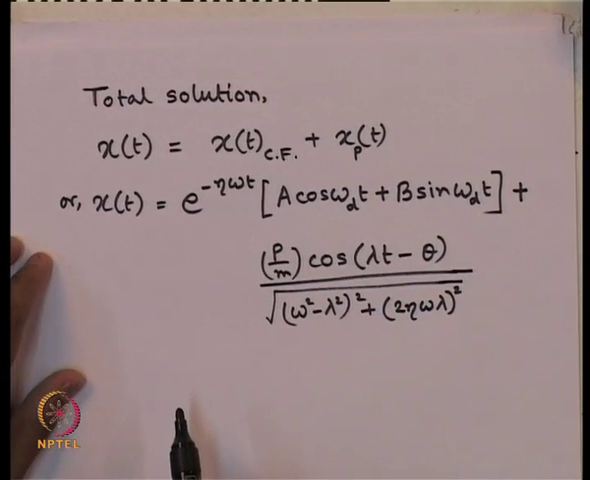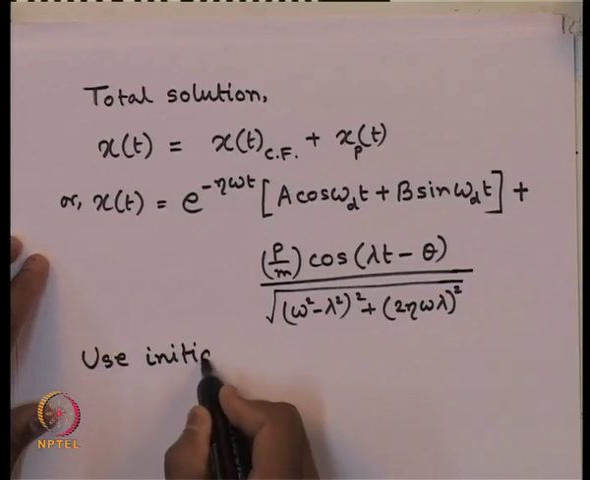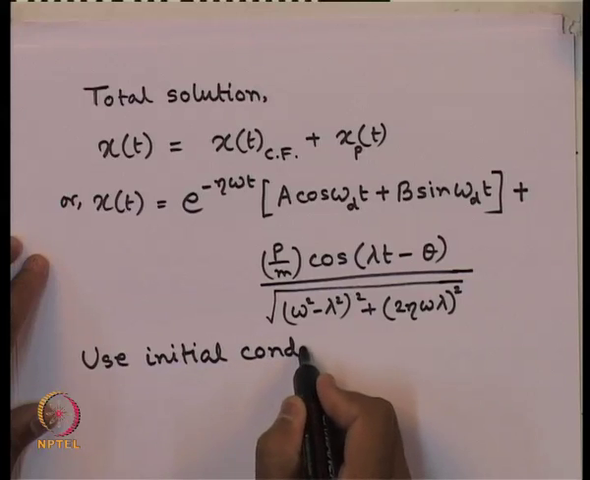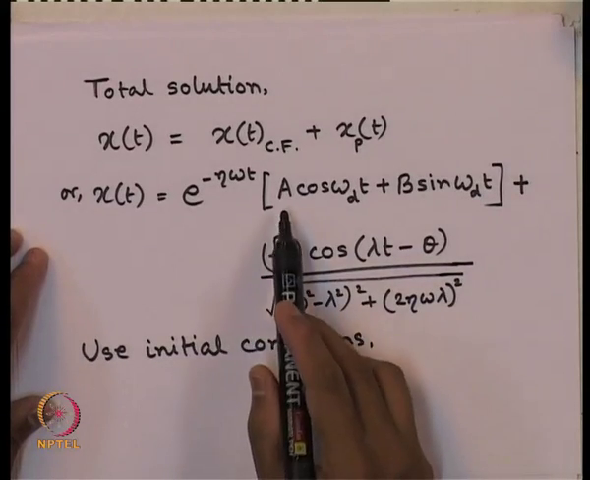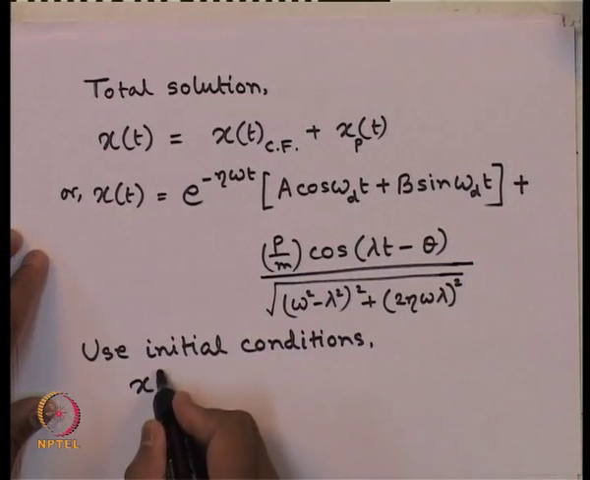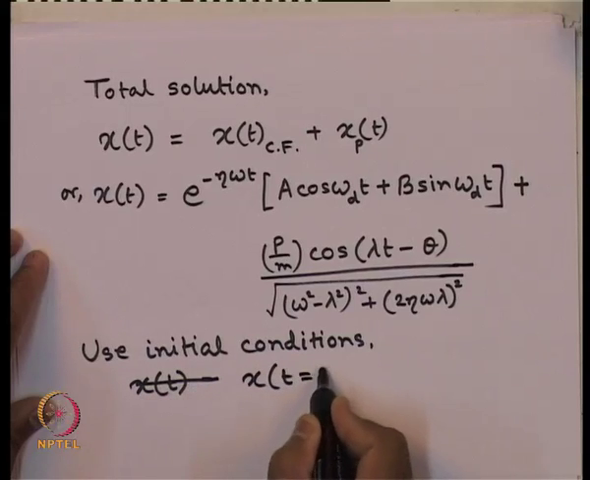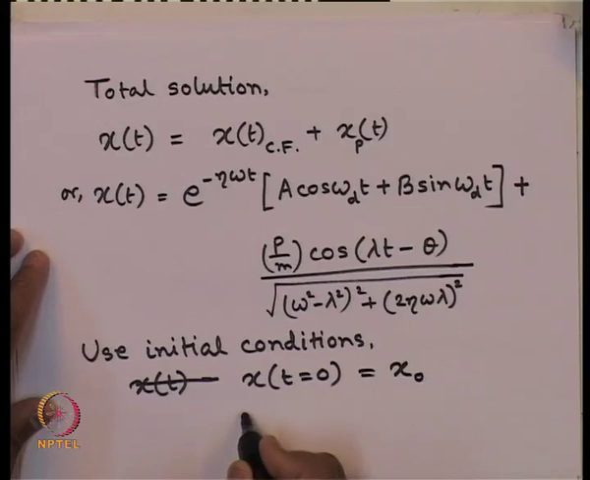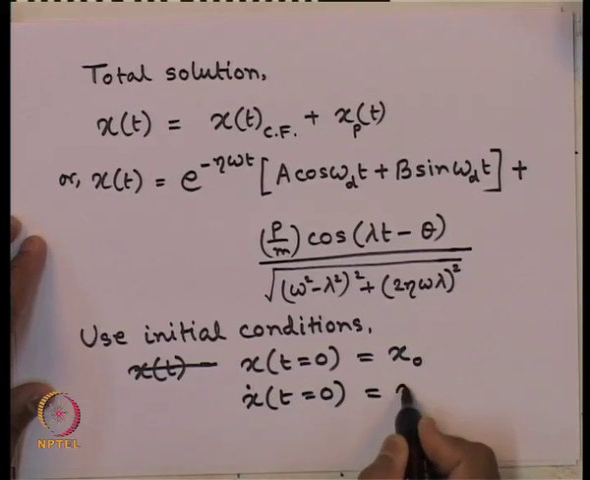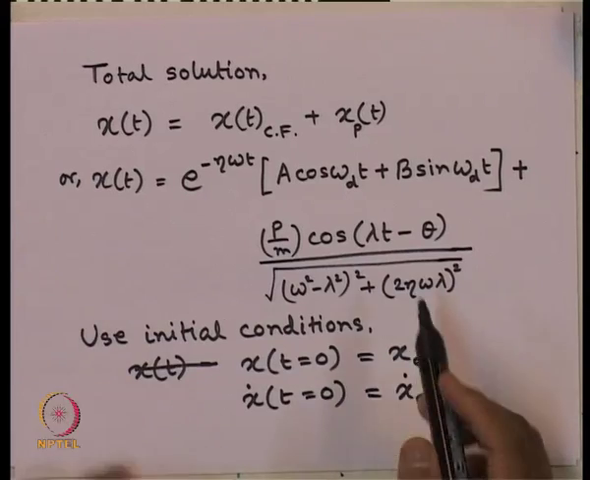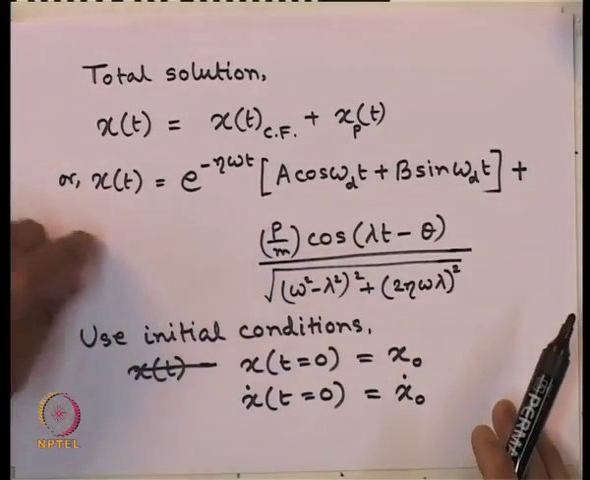So, this is our complete solution. Now, we have to use initial conditions. This is the place where we should use initial conditions, not before that, to determine a and b. Now we will be using x at t equals 0, which is given to us as x naught, and the velocity x dot at t equals 0, which is given to us as x naught dot. These two initial conditions we will now use for this expression to get the coefficients a and b.